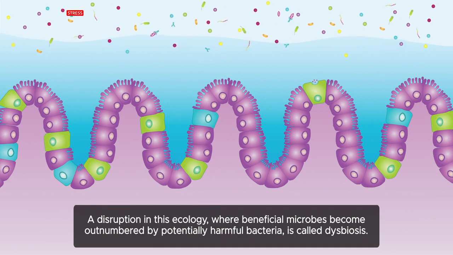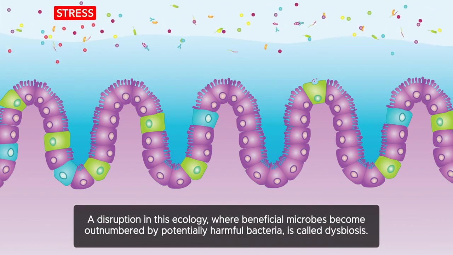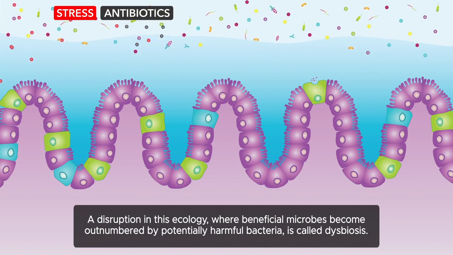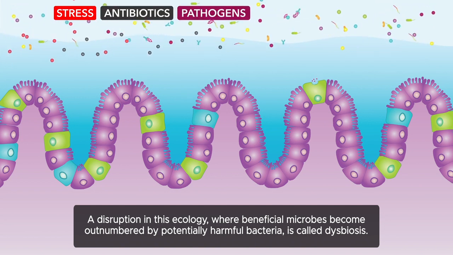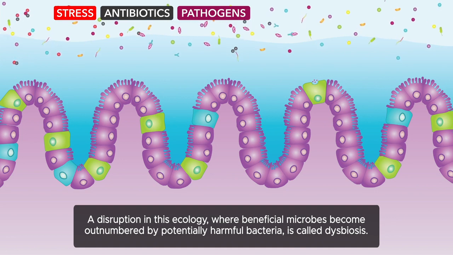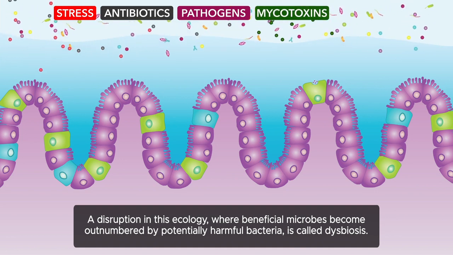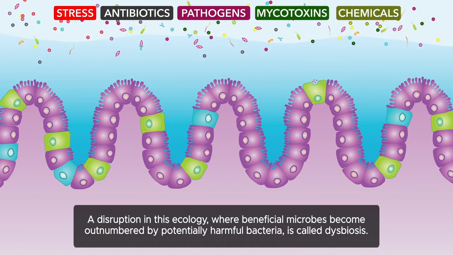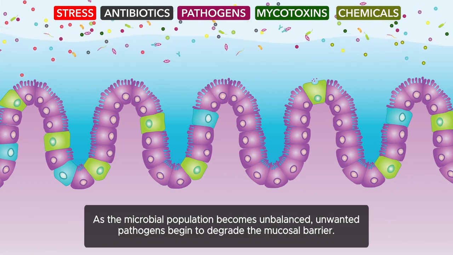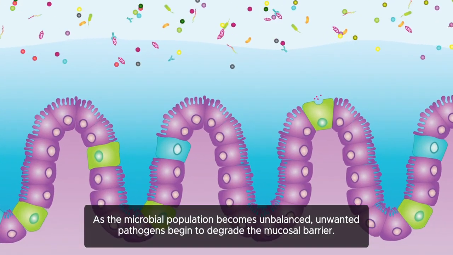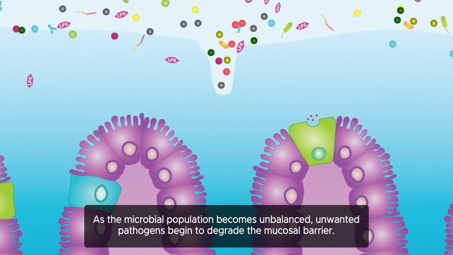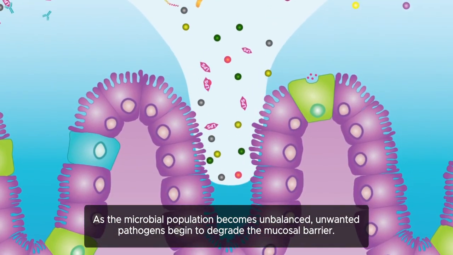cells together. A disruption in this ecology, where beneficial microbes become outnumbered by potentially harmful bacteria, is called dysbiosis. Dysbiosis is driven by these main factors. As the microbial population becomes unbalanced, unwanted pathogens begin to degrade the mucosal barrier.